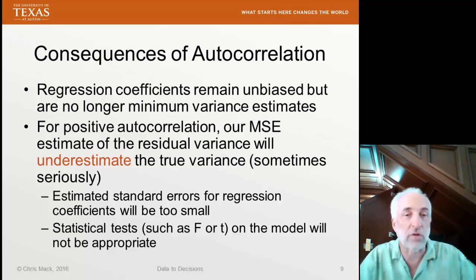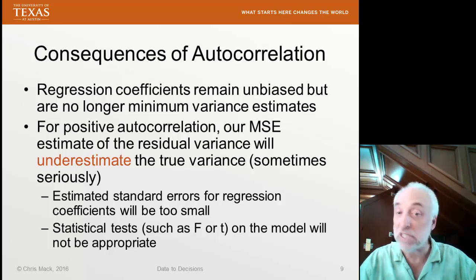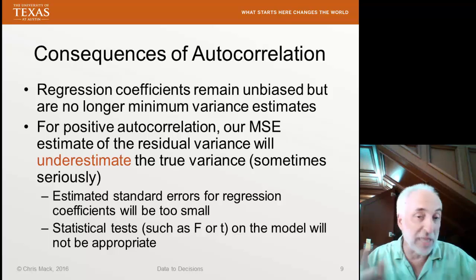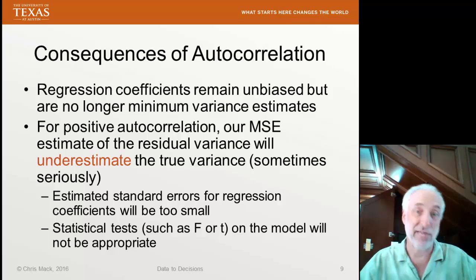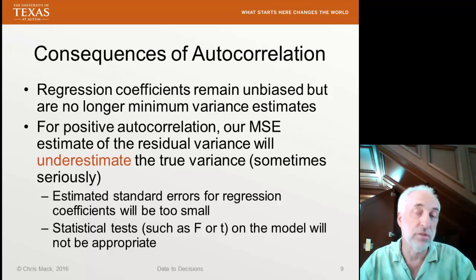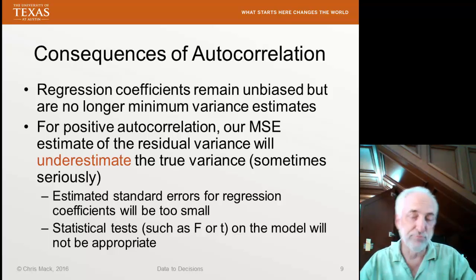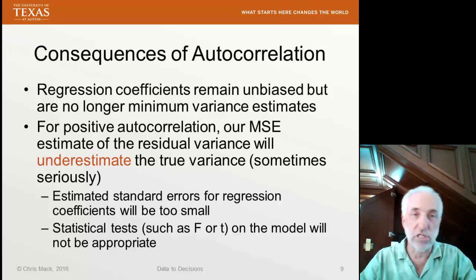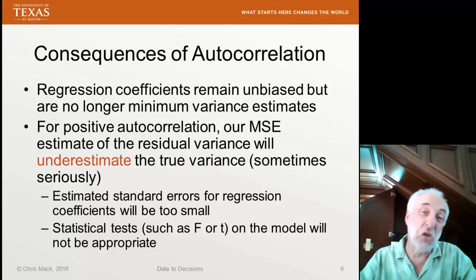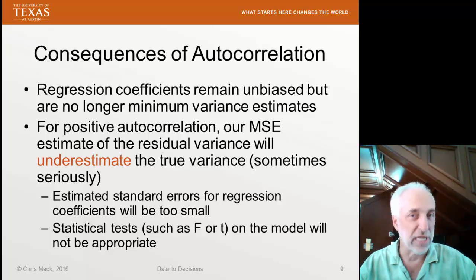We're going to think our model is doing a better job than it really is. The standard errors for all of our regression coefficients will be too small. Statistical tests, such as the F-test or the t-test, that we might do on the model or on model parameters, well, they're just not going to be that good. They're not going to be very accurate because we're underestimating the standard errors of all the coefficients, and in particular underestimating the mean square error of the model for the residuals. So if we care about these things, and we should care about these things, then we need to do something about autocorrelation if we find it.